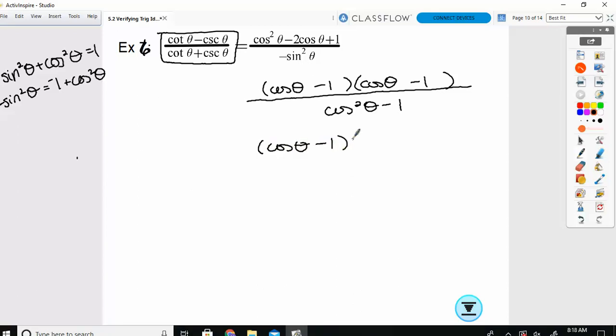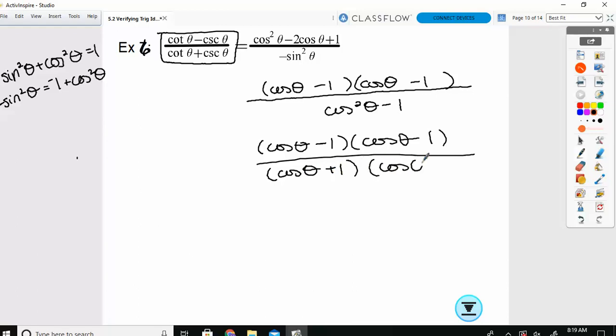Can you factor cosine squared theta minus 1? We could do a difference of squares there. So that breaks into cosine theta plus 1 and cosine theta minus 1. What happens? One of them will cancel and the other one will turn into... but because it's not a square, we can't use the identity. So we get to here.